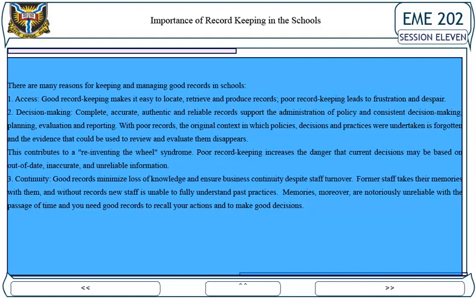Accurate pupil population of the school can be calculated from accurate and clean marking of attendance registers in the school.